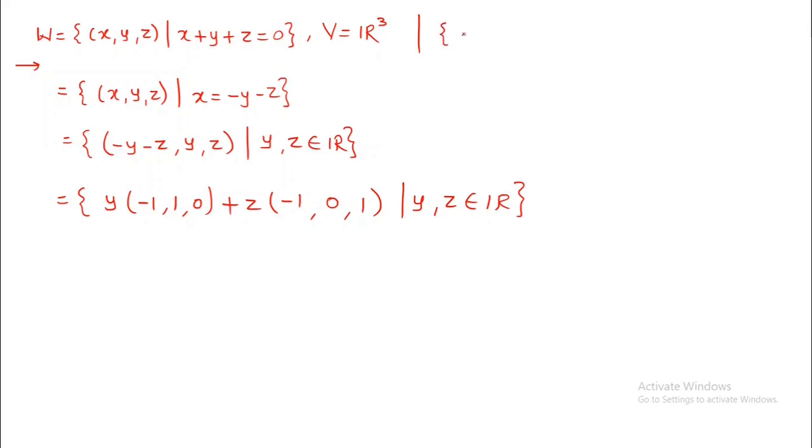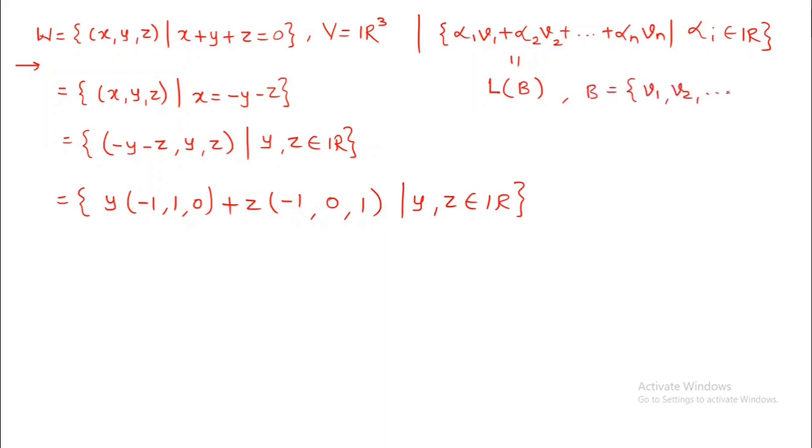So if you have the set of all α1v1 + α2v2 and so on up to αnvn, such that these αi belong to R, then we were calling this set the linear span of B, where B is a set containing these n vectors.